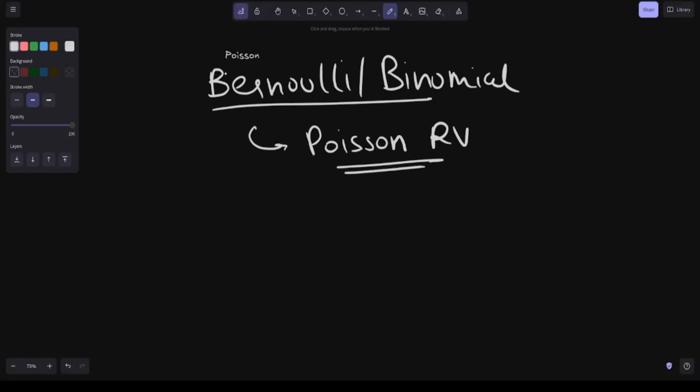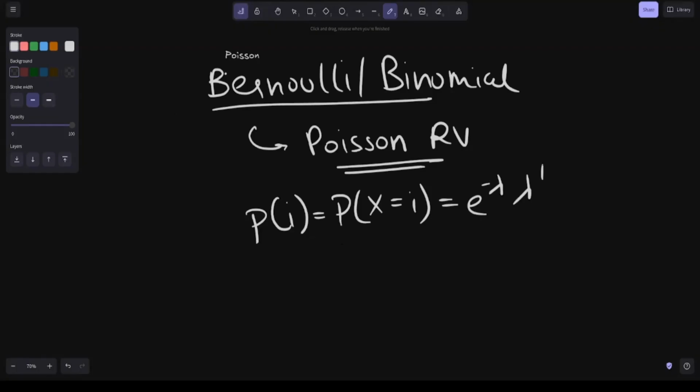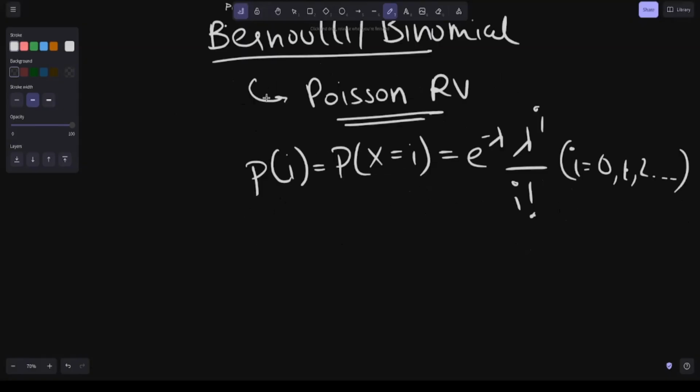First we need to know the probability function, that is p_i, which is nothing but P(X = i) equal to e to the power minus lambda, lambda to the power i by i factorial, where i's value will be 0, 1 and so on. Okay, so this is the Poisson random variable.